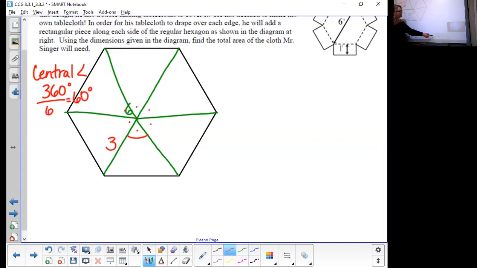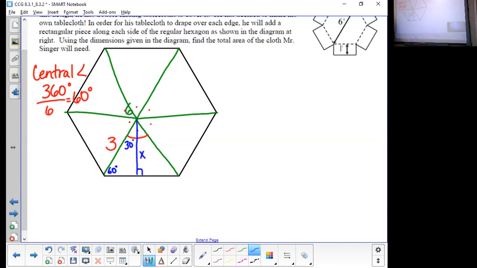All right, but if I'm trying to find the area of this one triangle, I need to find my height. I don't know what that is, but I know that this whole thing is 60, which means half of it will be 30. Then I can use some right triangle trig, or I could also use my triangle shortcuts because it's a 30, 60, 90.